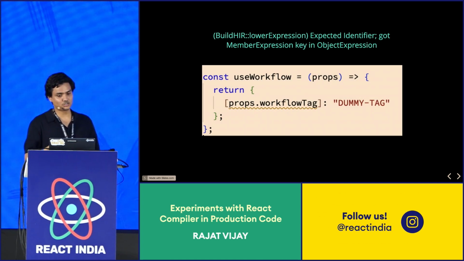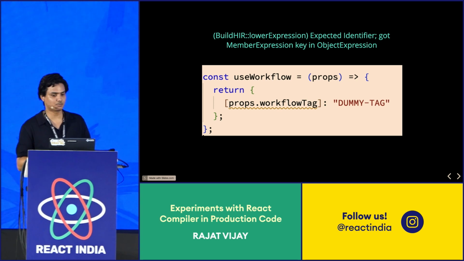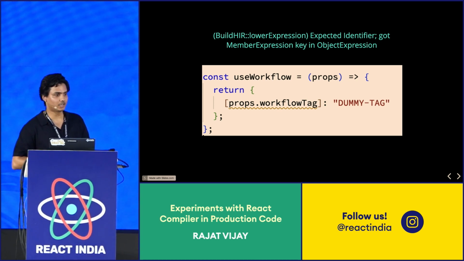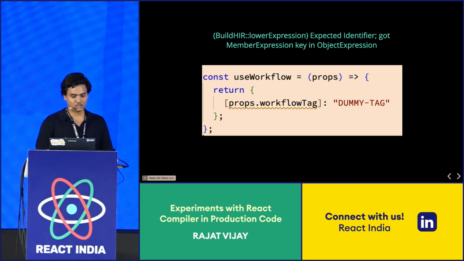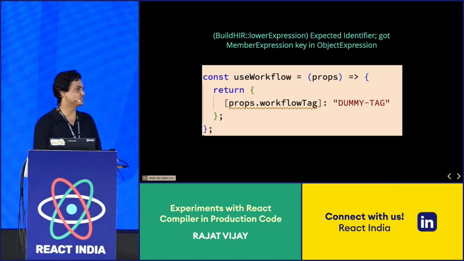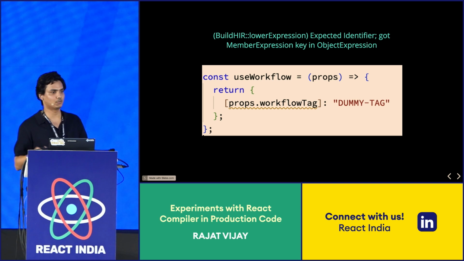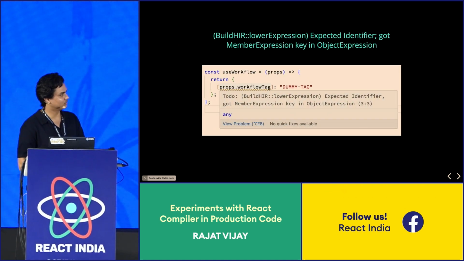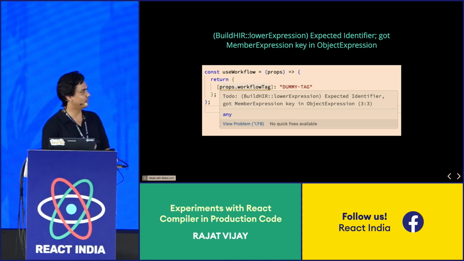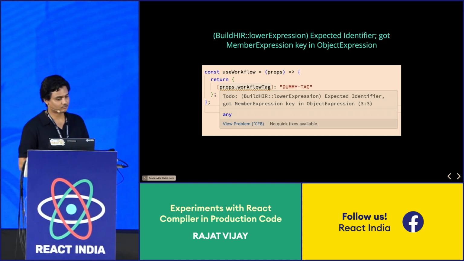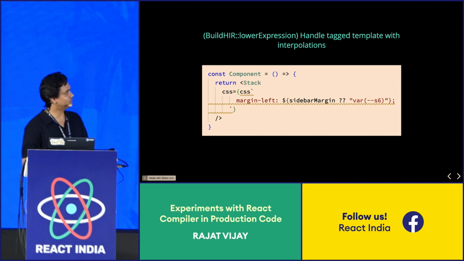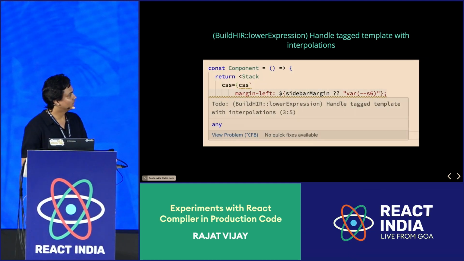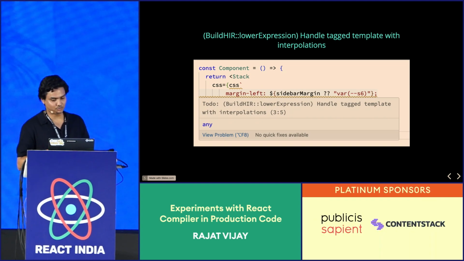The first reason was "expected identifier got member expression key in object expression." It turns out React compiler does not work well with computed properties with member expressions. And we had a ton of them in our code base. If you hover over it, you see a to-do right there. So I was hoping that the React team will later build it. It's somewhere in their roadmap. Similarly, tagged templates with interpolation also don't work. They're also expected to be built sometime in the future.